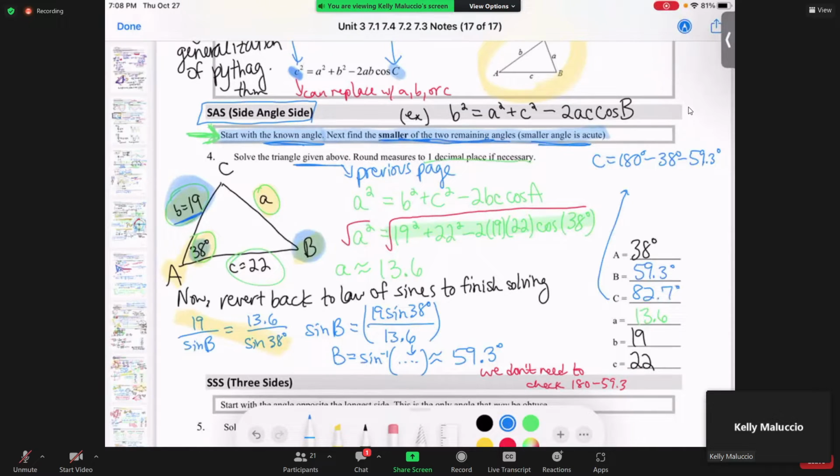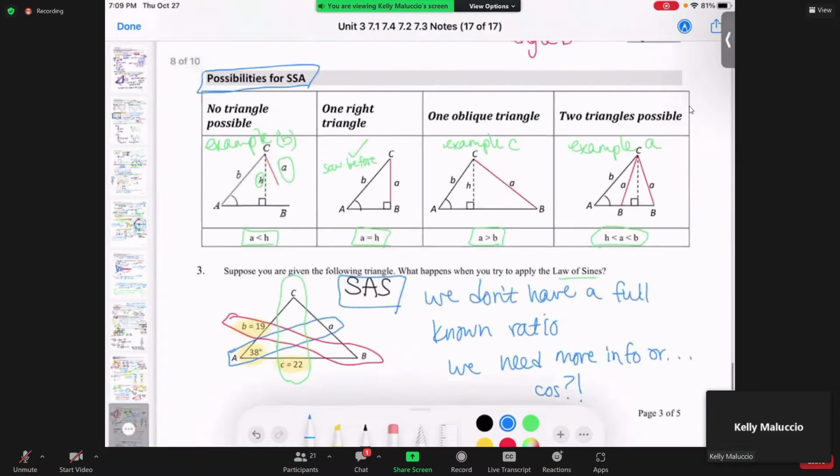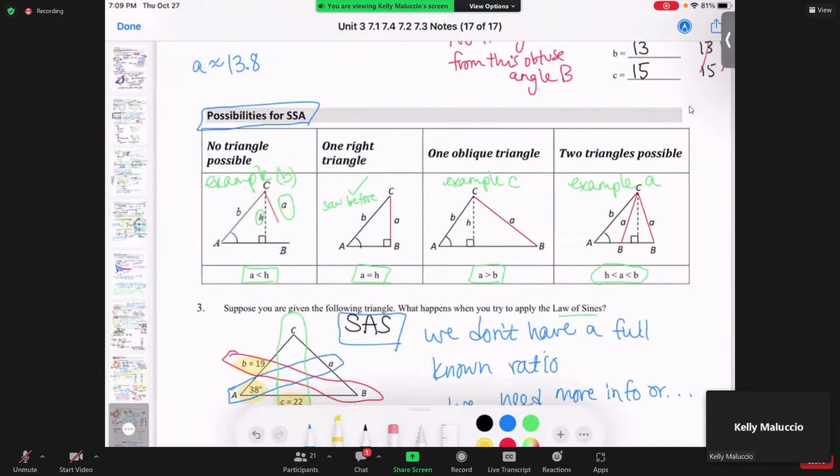And so the reason in this case we don't need to check that is because that's always going to be the obtuse angle. In this case, it will most likely either not work out, like one of those situations up here where there's not 2 triangles possible, there's only 1 triangle possible, or it's a right triangle. And so that's what we're looking at here.